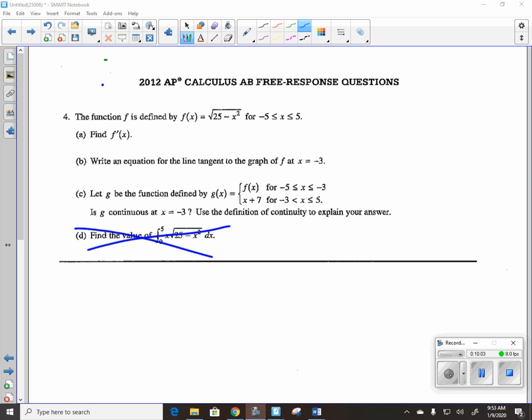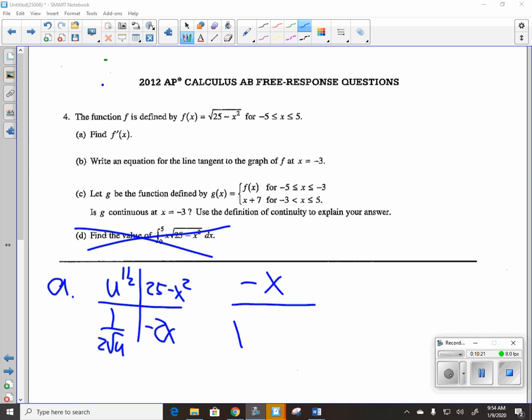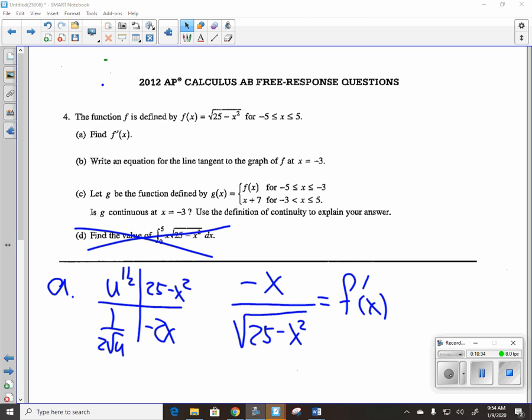Okay, you got through the last one. Letter A says find f prime of x. Hopefully you see, use the chain rule. We have u to the 1/2, and we've got 25 minus x squared. So 1 over 2 roots of u and negative 2x. Multiply those, the 2's cancel. You get negative x over the root of 25 minus x squared. That is, in fact, f prime of x. If you did that correctly on the AP exam, you were awarded 2 points for doing that correctly. 2 points. Way to go.